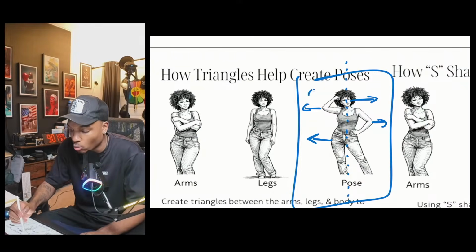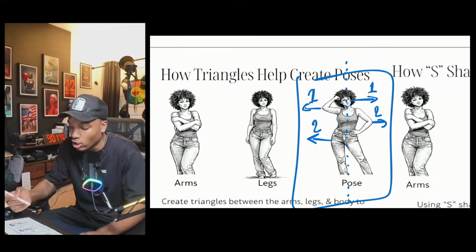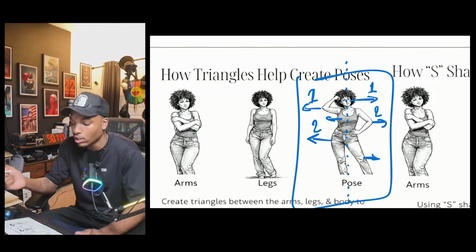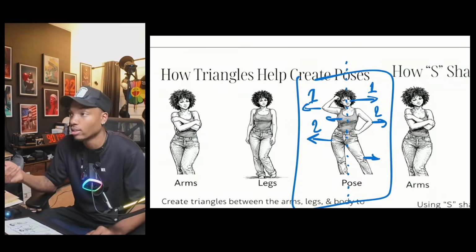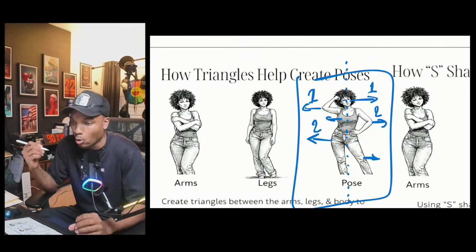So you got 1 point on this side, 2 point. You got 1 point on this side, 2 point. So now it's balanced. It's even, right? And then you could even go as far to see where her knee's pointing and then where her chest is pointing. So you could even break it down to 3 and 3 again. All right. So these are things that I keep in mind when I'm posing, is what points are on each side of the body.